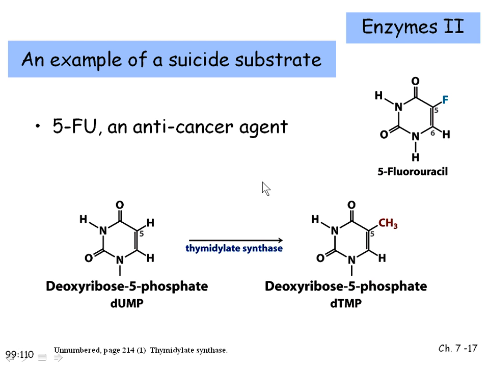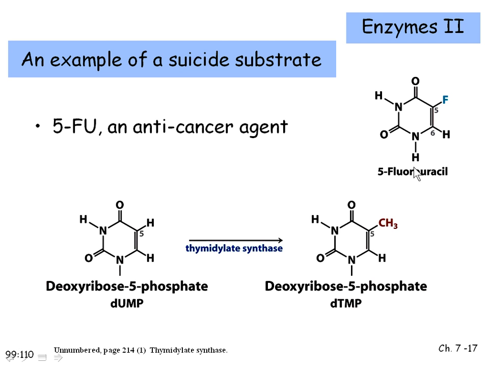Here's another example of a suicide substrate, one that has very great significance, 5-fluorouracil. So here is the uracil molecule, and it's 5-fluoro because it has a fluorine instead of a hydrogen there. Otherwise, you can see the rest of the structure is like uracil. It's enough like uracil that the body starts to treat it as if it were uracil.